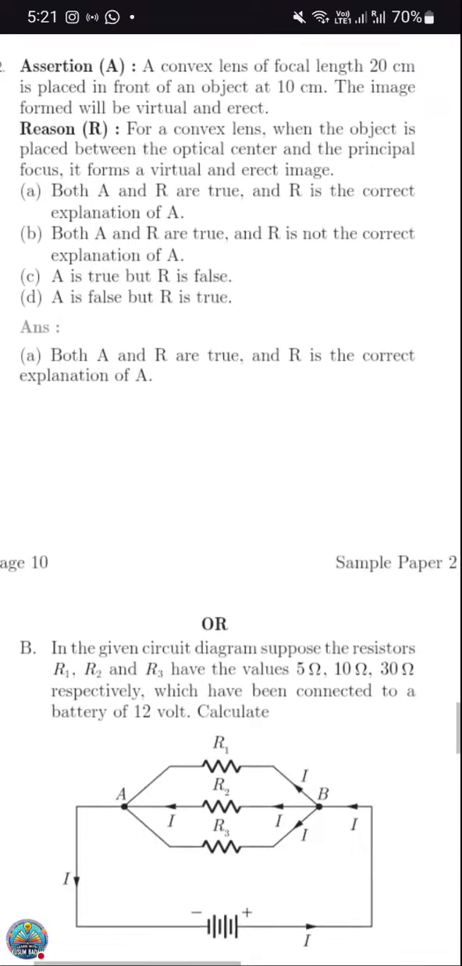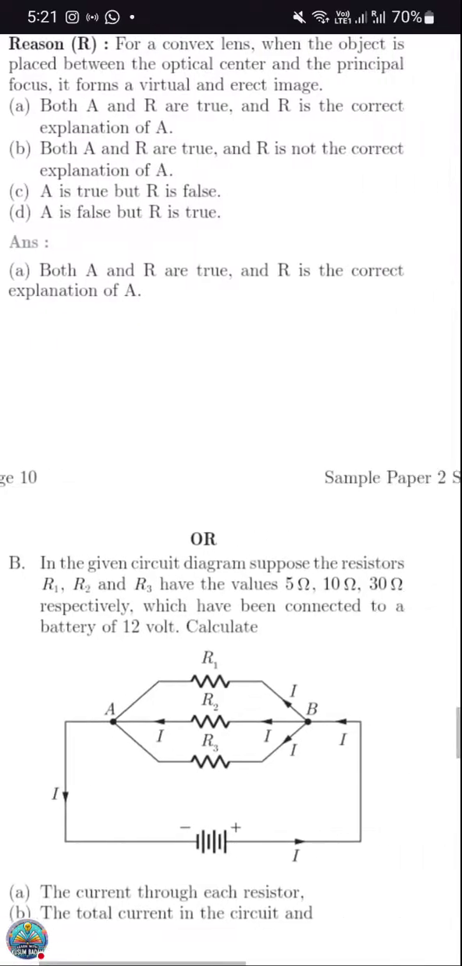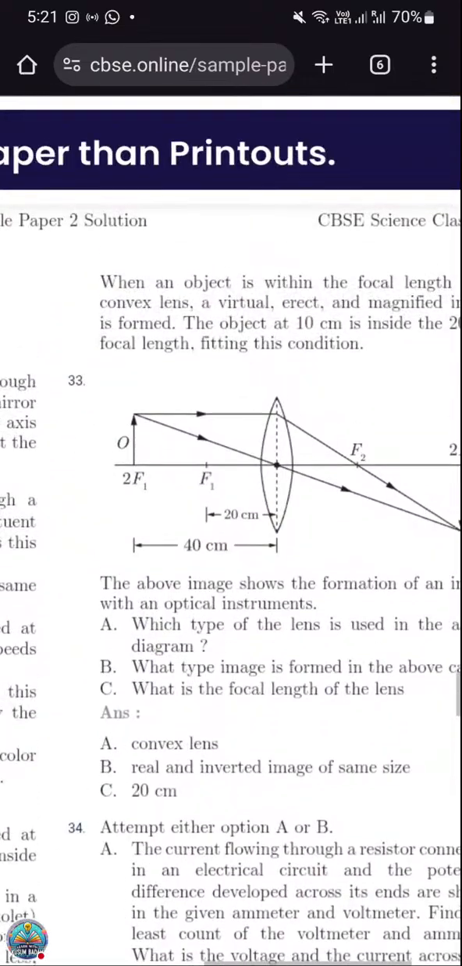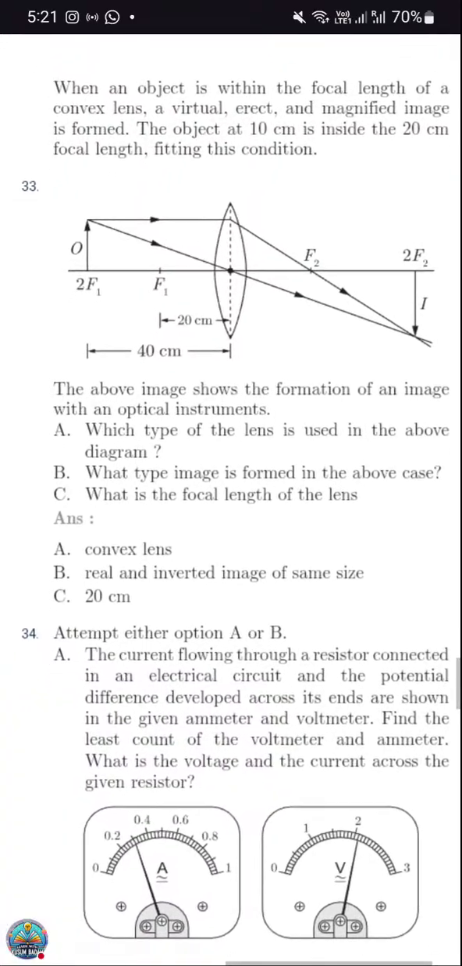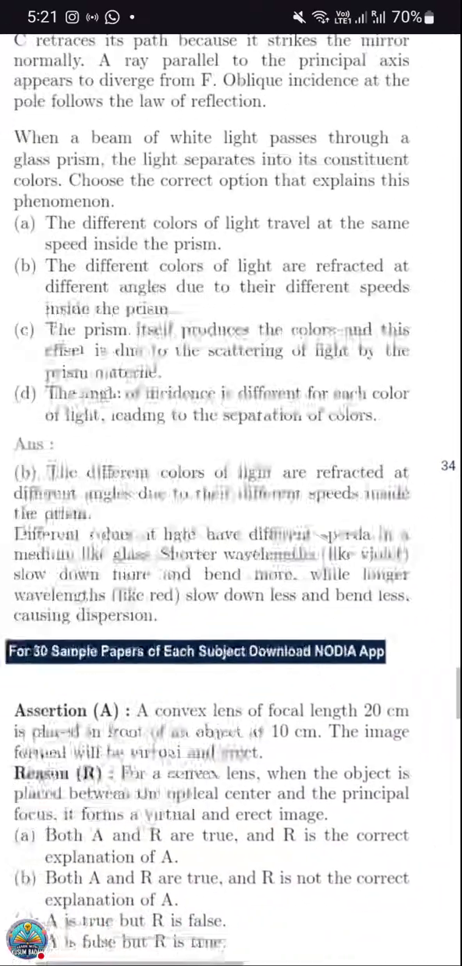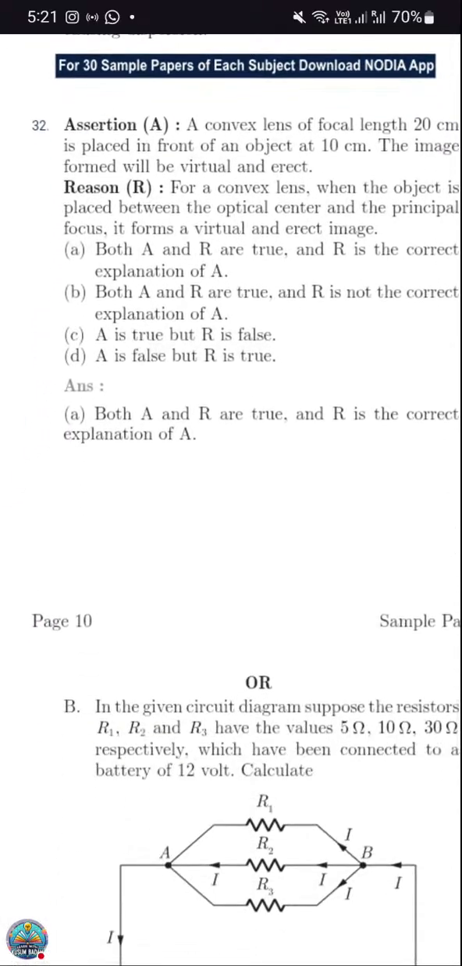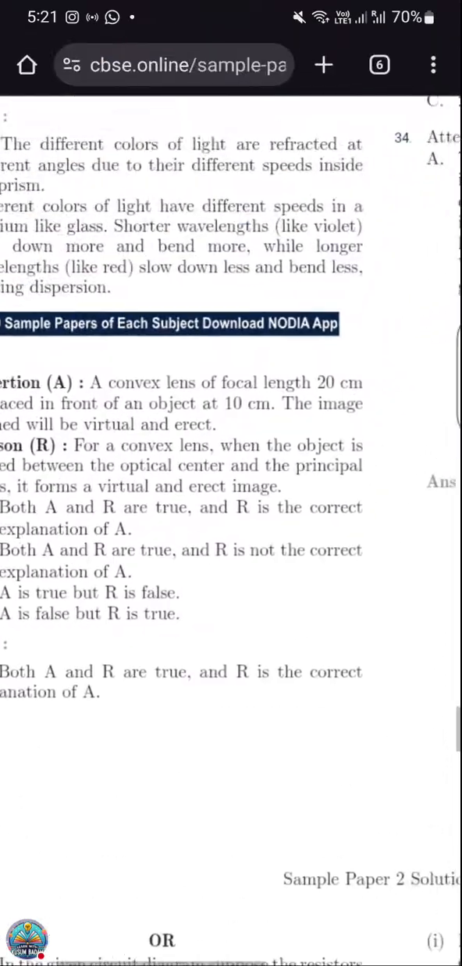We have understood properly. Now next question. Question number 33. Question number 33. Where is the question?